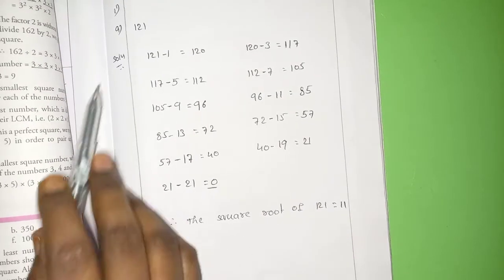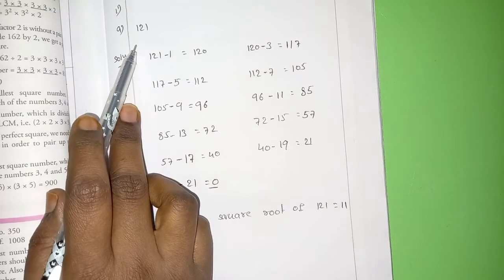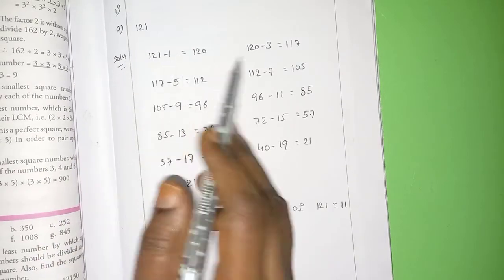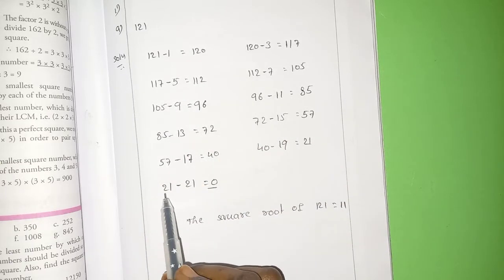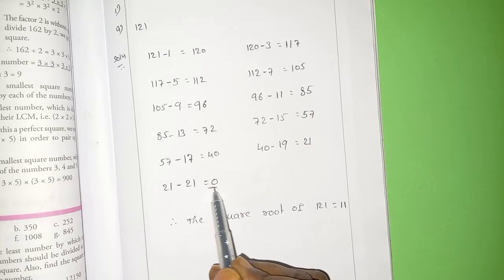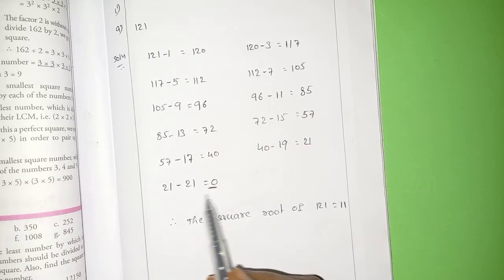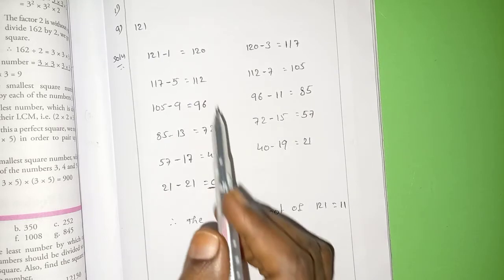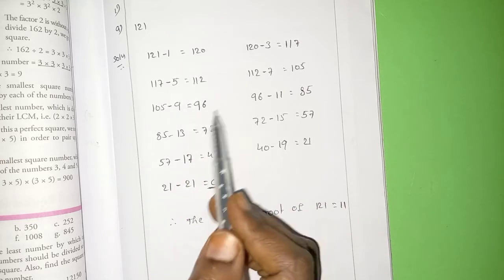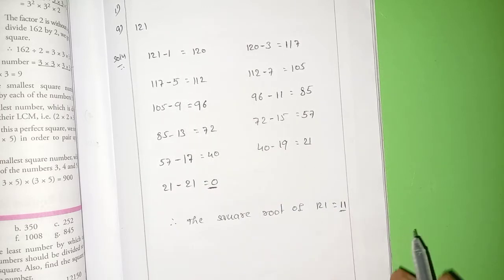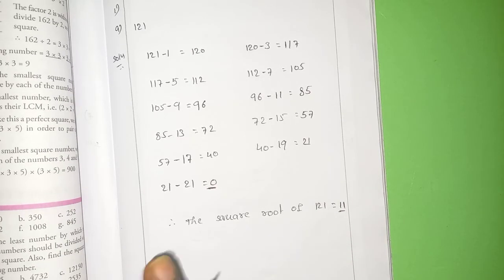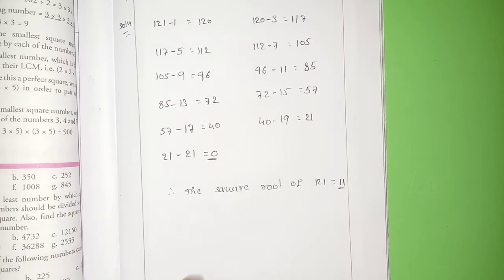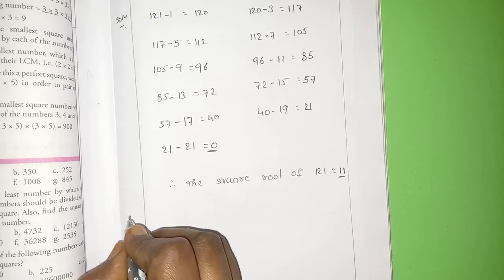We have to subtract odd numbers from this number. The process has to go on until we reach 0. Whenever it reaches 0, we have to count how many subtractions we have done. That will be the answer. Actually, 11 times 11 is 121 only. But this is one method to find the square root of a given number. Understand? Next one.